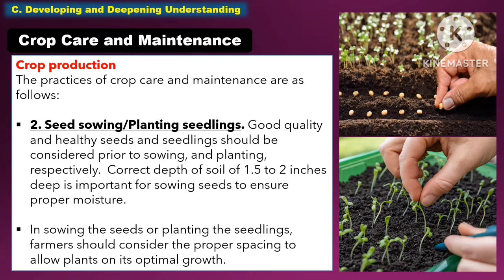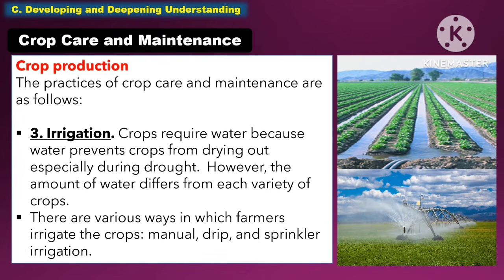The correct depth of soil of 1.5 to 2 inches deep is important for sowing seeds to ensure proper moisture. In sowing the seeds or planting the seedlings, farmers should consider proper spacing to allow plants their optimal growth. Another practice of crop care and maintenance is irrigation.